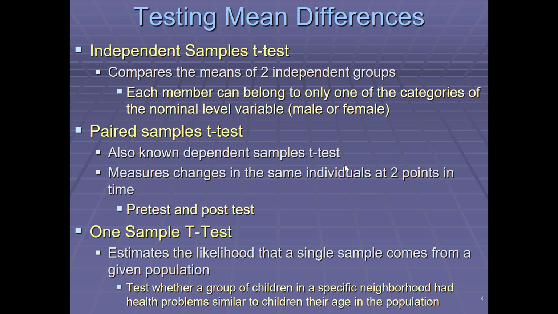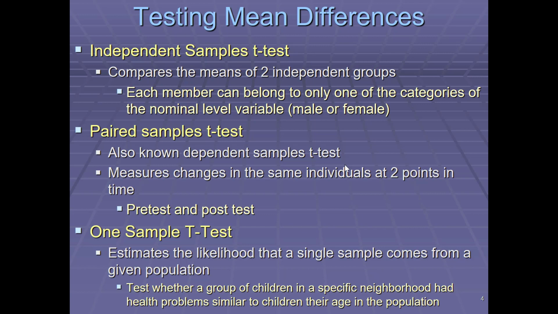So each member of that group can only belong to one of the categories of the nominal level variable. So for example, if you have the variable gender, right? So that means you would have two groups. And if you wanted to see if there's a mean difference between male and female, that would mean that you have two separate groups, and male can only be a part of the male group, female can only be a part of the female group. So you can't have female in your male group and male in your female group, right? Each member can only belong to one category.